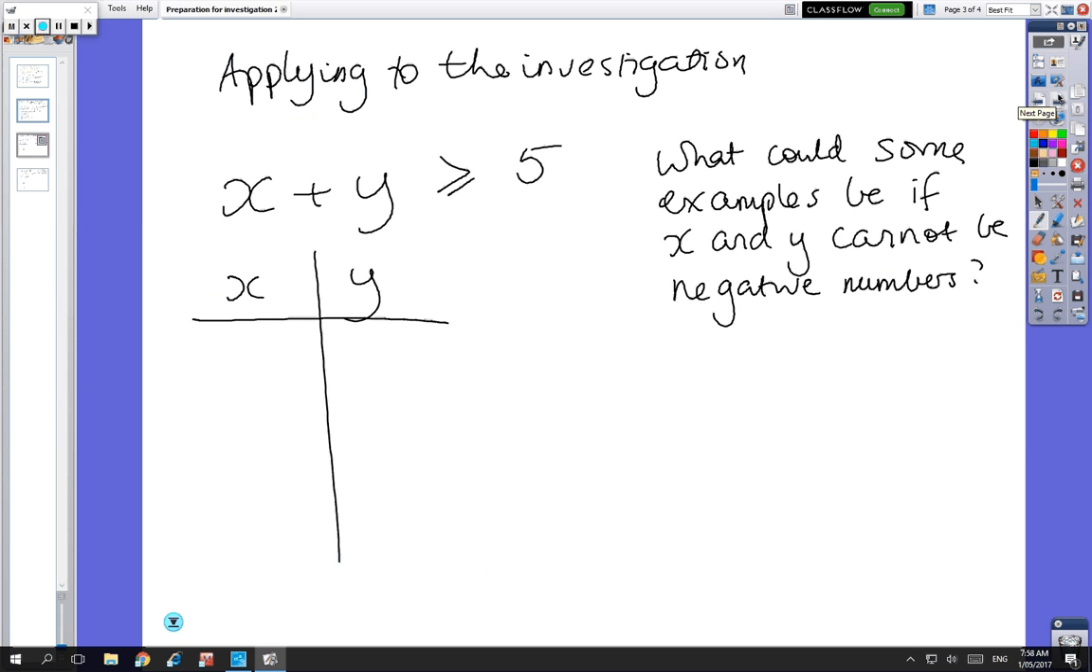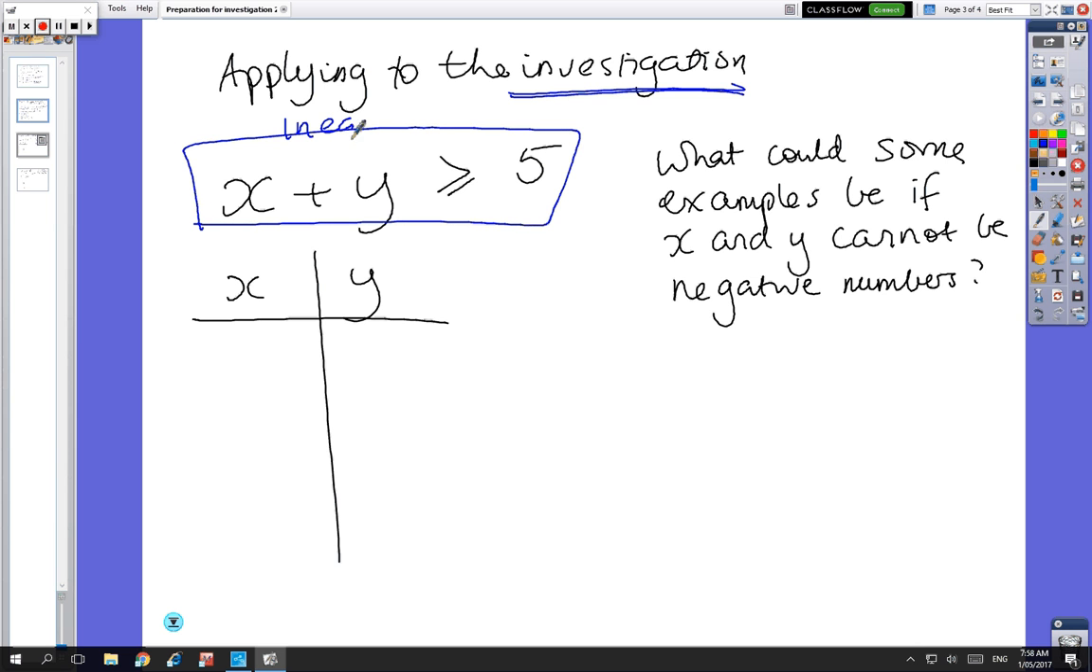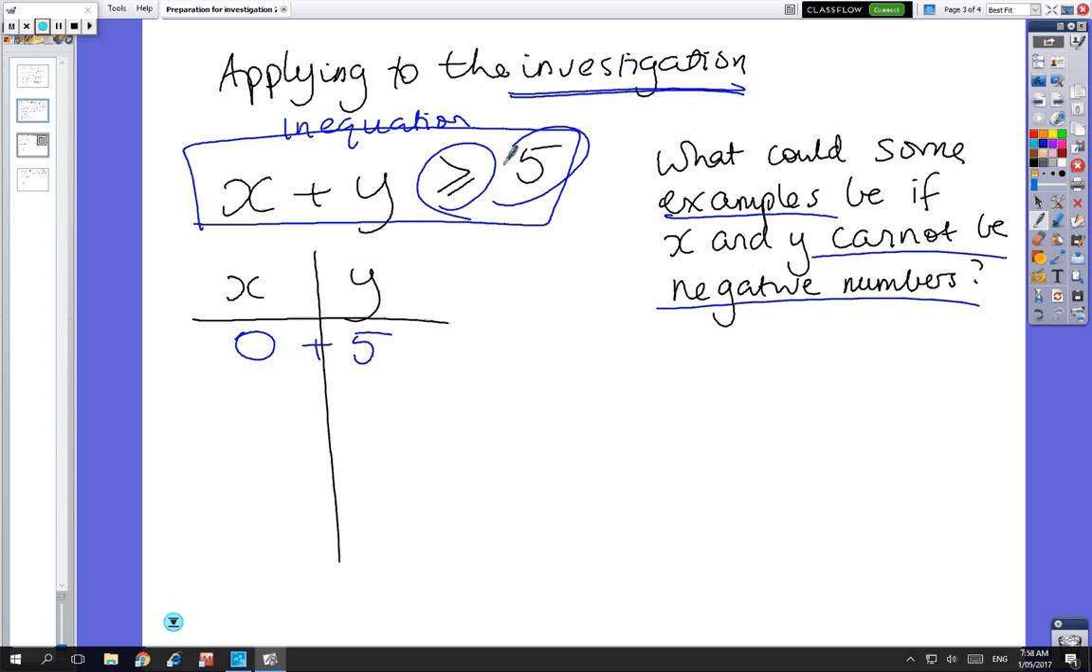Now, applying this to the investigation, we've talked about having equations with x's and y's, and with the investigation there's going to be x's and y's. So for instance, that is an inequation, okay, because there's not an equal sign, and it says that x plus y is greater than 5. And I've got over here, what could be some examples if you can't have negative numbers? So for instance, if x is 0, what's the number that y must be? And the answer must be 5, because 0 plus 5 is at least equal to 5.